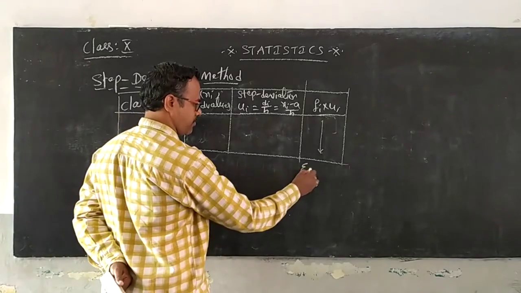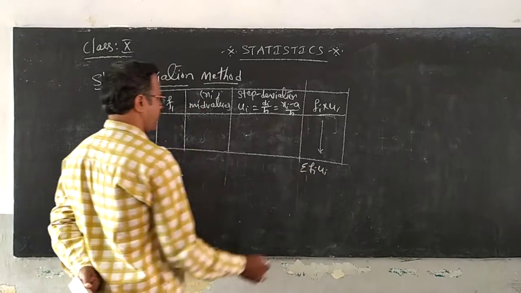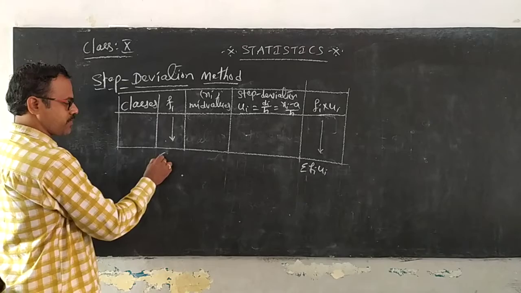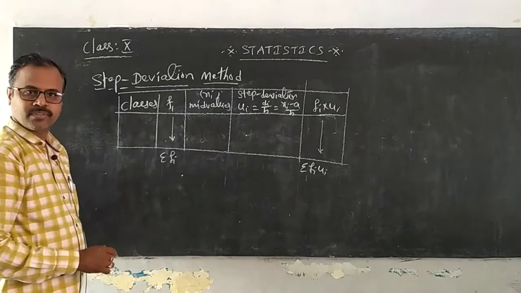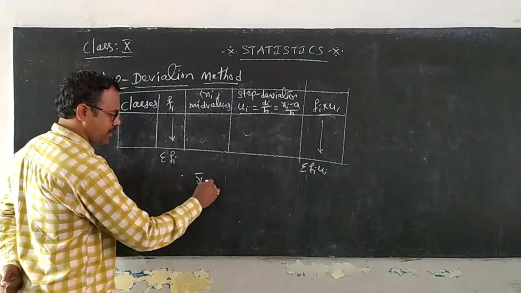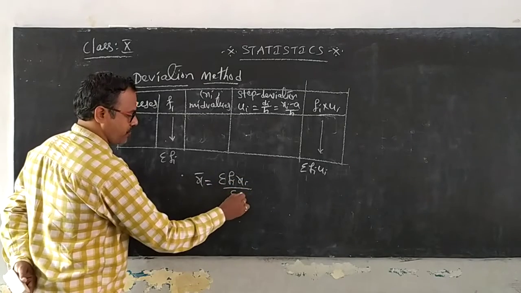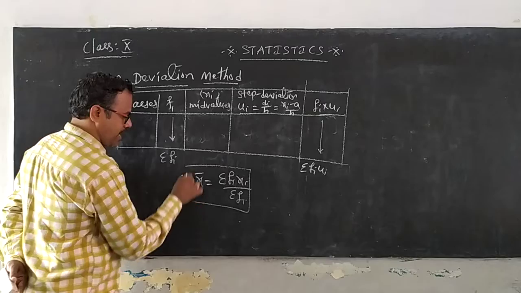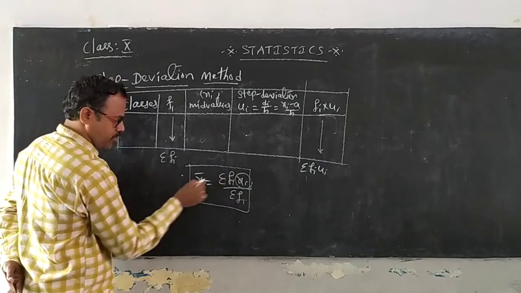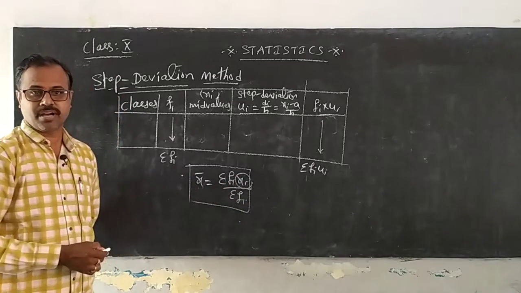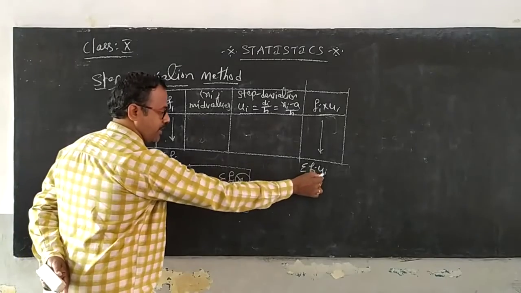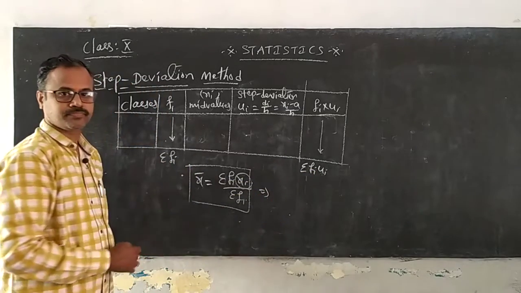Yes, it is nothing but sigma fi ui. And what is sum of all these values? Sigma fi. As we know that x bar is equal to sigma fi xi by sigma fi, isn't it? As you have here xi, you can write it as x bar. Now you have here ui. So what do you write that one?